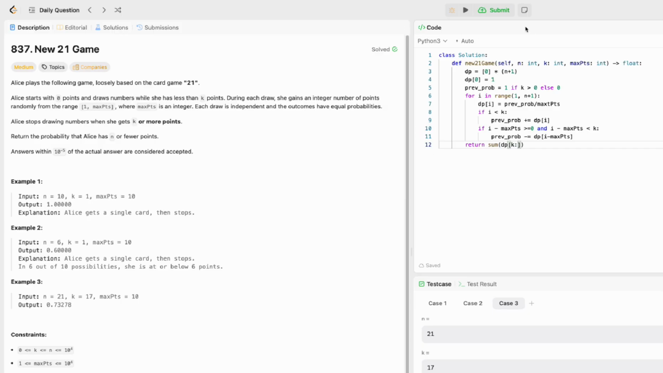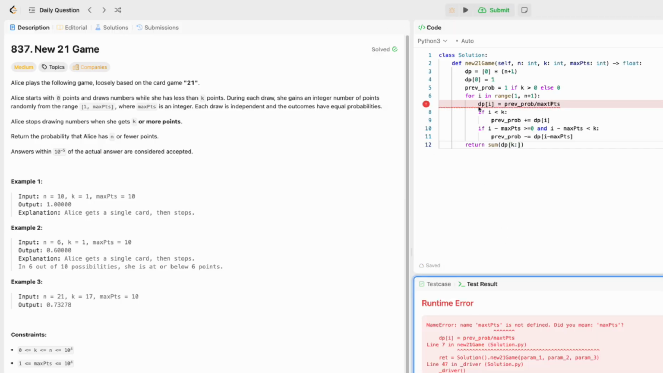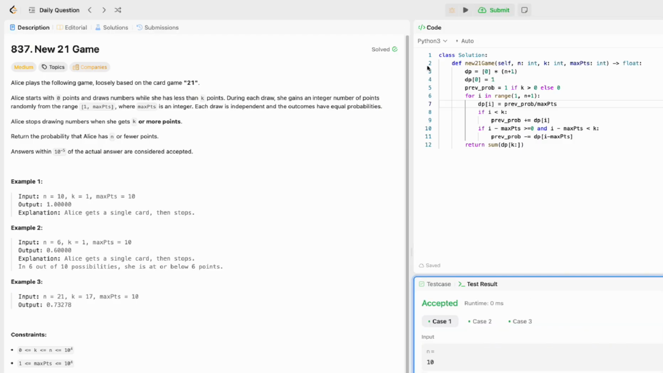Okay, so let's do this. Max points, maybe something here. Typos error. Oh yeah, typos error. Okay.